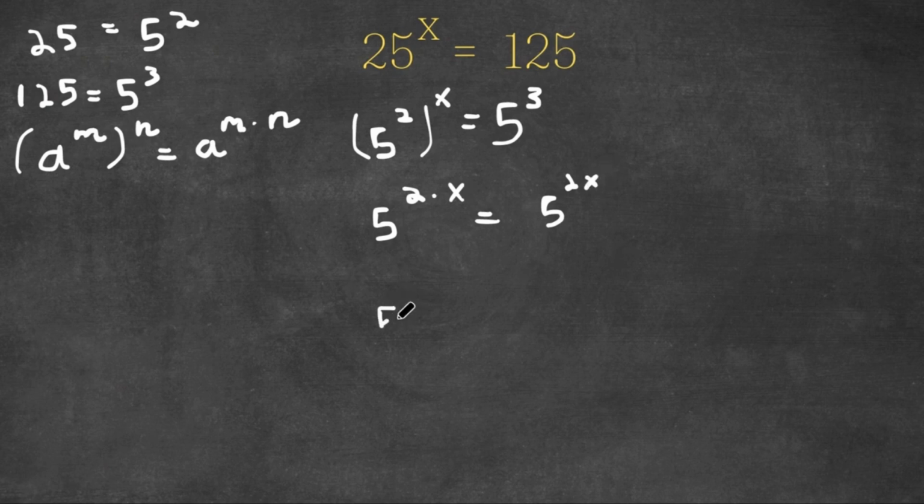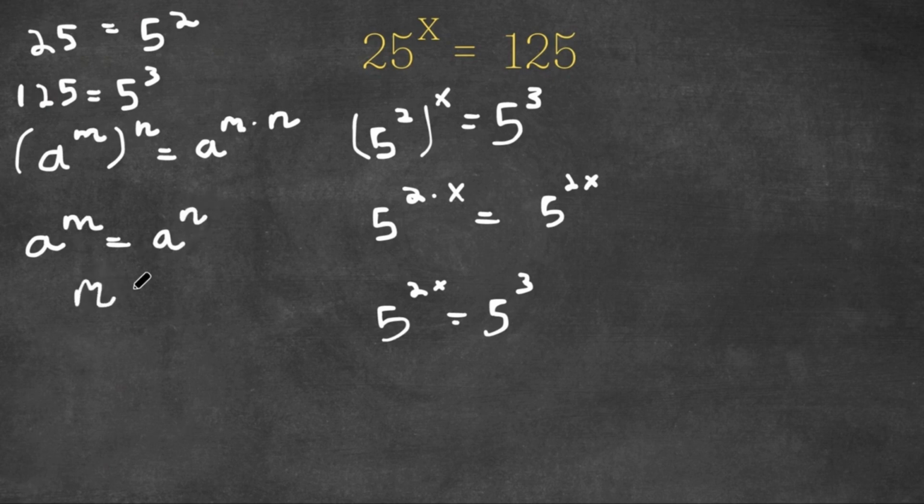So now we have 5 to the power of 2x is equal to 5 to the power of 3. And if we have something in the form a to the power of m is equal to a to the power of n, then this means that m is equal to n. So right here, we have 5 to the power of 2x equals 5 to the power of 3. This means that 2x is equal to 3.